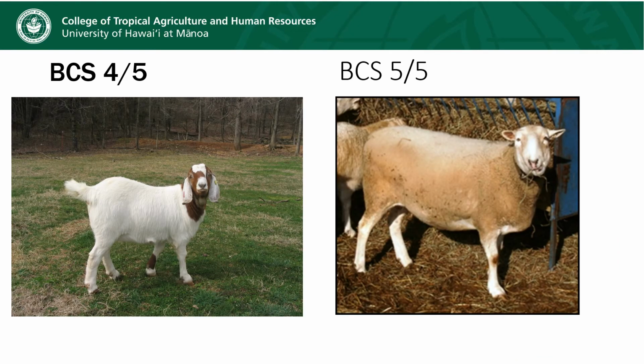In this slide, I have 2 animals that are overconditioned. The goat on the left is a 4 out of 5 body condition score, and the sheep on the right is a 5 out of 5 and is obese. You would have to put your hands on the animal to be sure, but this would be an example of an obese animal.